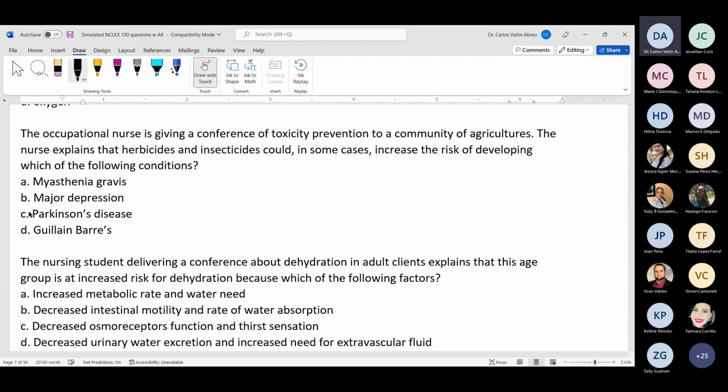Yes. Especially the paraquat, which is a herbicide, has been associated with Parkinson's disease. Take care, this concept has been in the NCLEX. Whoever doesn't know that can find it in the news. So there are some cases of association between Parkinson's disease and chronic intoxication with insecticides and herbicides.